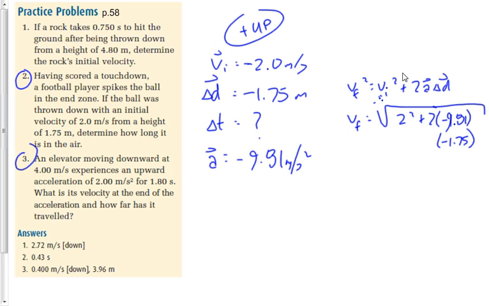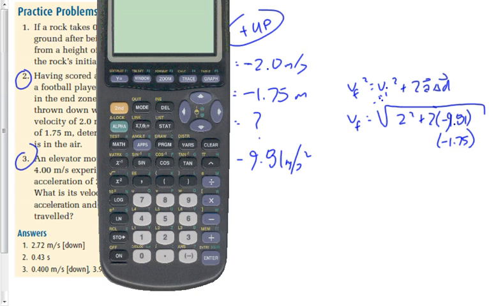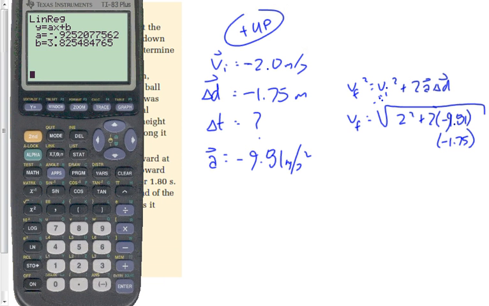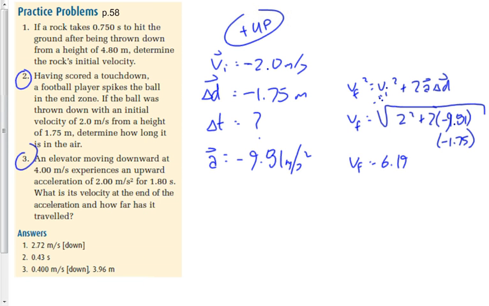All right, let's see what we get when we do that. Let's say 2 squared. Let's add to that brackets 2 times negative 9.81 times negative 1.75. Now let's not forget to square root that. We end up getting 6.1915 meters per second. How many people, just out of curiosity, did it that way? Any other question?